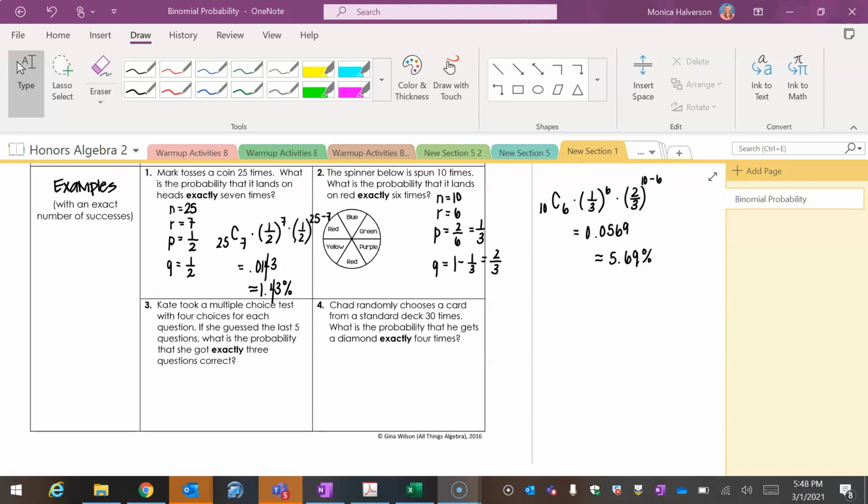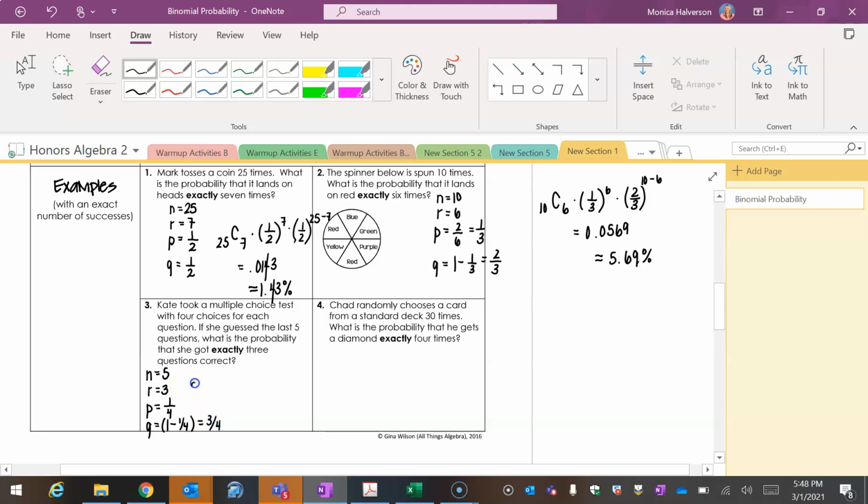Okay, so Kate took a multiple choice test with 4 choices for each question. If she guessed the last 5 questions, what is the probability that she got exactly 3 questions correct? So N is going to equal 5 here, and R is going to equal 3. Now, what is the probability that she guesses them correct? Well, that's a 1 in 4 chance, which means Q is going to be 1 minus 1/4 equals 3/4.